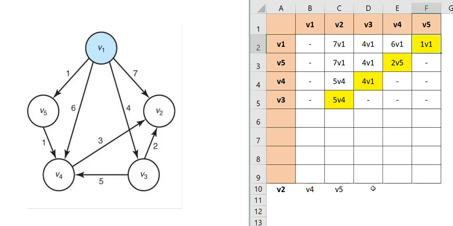It is through V1. So as you can see from the solution, to reach V2, we have to go from V1 to V5 to V4 and then to V2. Let's see what solution we get. V1 to V5 is 1, V5 to V4 is 1, and V4 to V2 is 3. So 3, 4, 5. The total distance is 5, as you can see here as well.